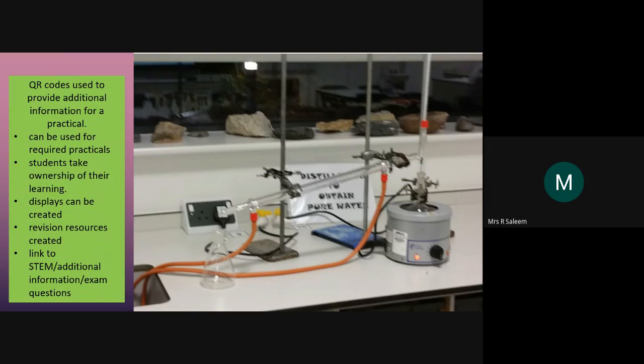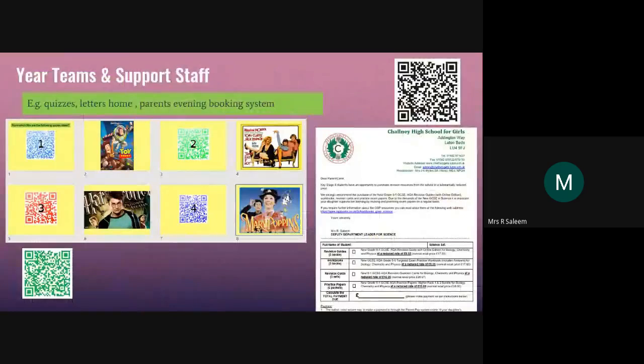We can use pictures and QR codes relating to required practicals as displays, which students in year 10 and 11 use for their GCSEs. So it improves revision strategies for students. Year teams can use QR codes to create quizzes. They can link letters that are being sent home to students and parents in the form of a QR code, again saving money on photocopying.